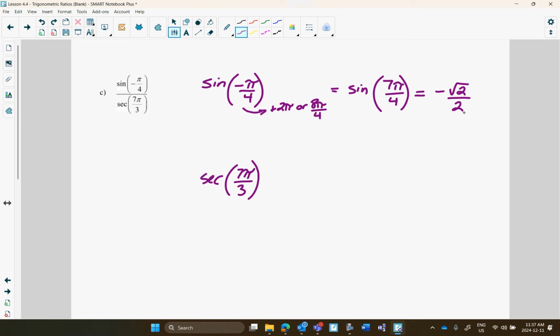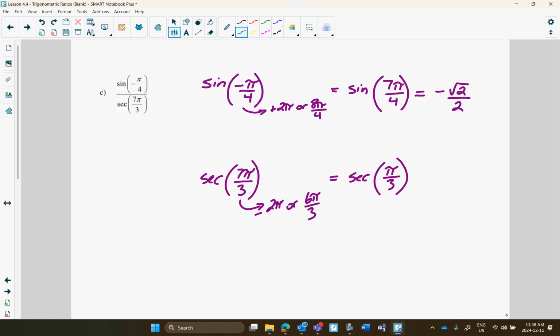Couple of issues with this one. We've got a reciprocal trig, and it's too big. Because remember, 2 pi is 6 pi over 3. That's too big. 7 pi over 3. So we're going to have to subtract the 2 pi, or as a fraction over 3, 6 pi over 3. So that gives me secant pi over 3. That is an angle on the unit circle.